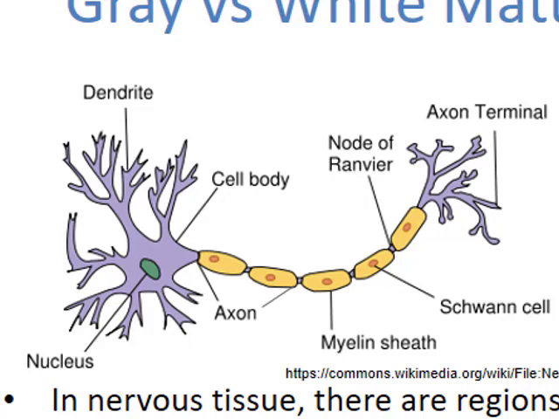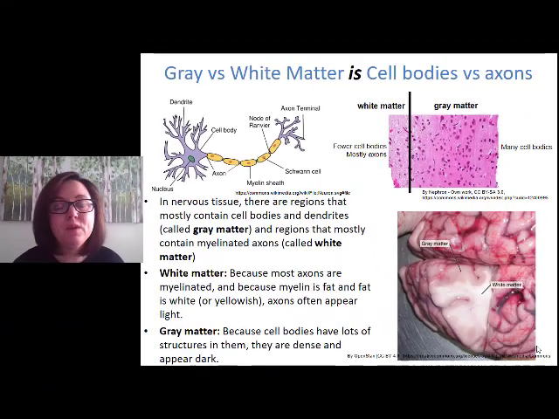Most of the axons in the human are myelinated, meaning there's this layer of fat around the axon. So white matter is white because it contains mostly myelinated axons. And the myelin is fat, and fat tends to be white or light in color. Whereas gray matter is gray because it mostly contains cell bodies and dendrites.